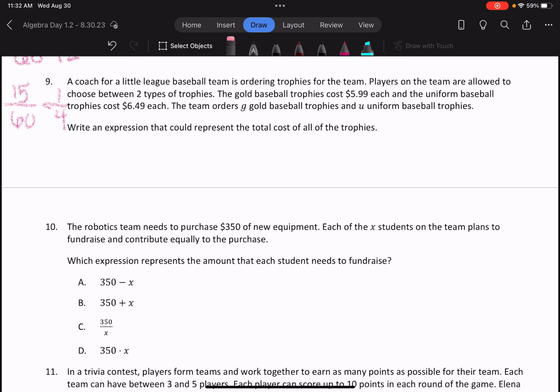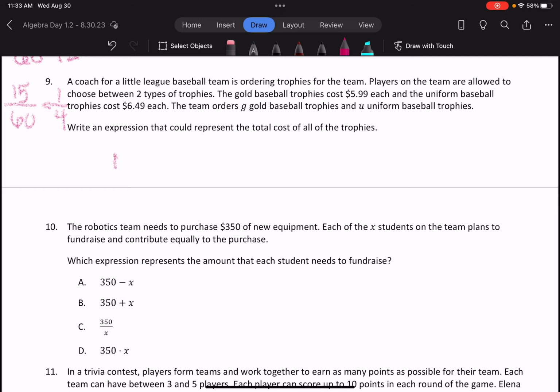Players on the team are allowed to choose between 2 types of trophies. The gold baseball trophies cost $5.99 each, and the uniform baseball trophies cost $6.49 each. The team orders G gold trophies and U uniform baseball trophies. Write an expression that could represent the total cost of all the trophies.